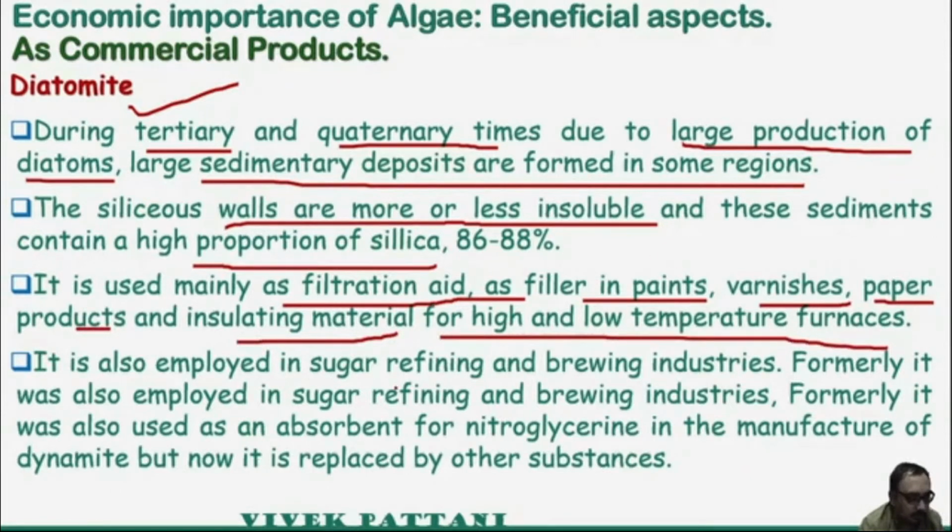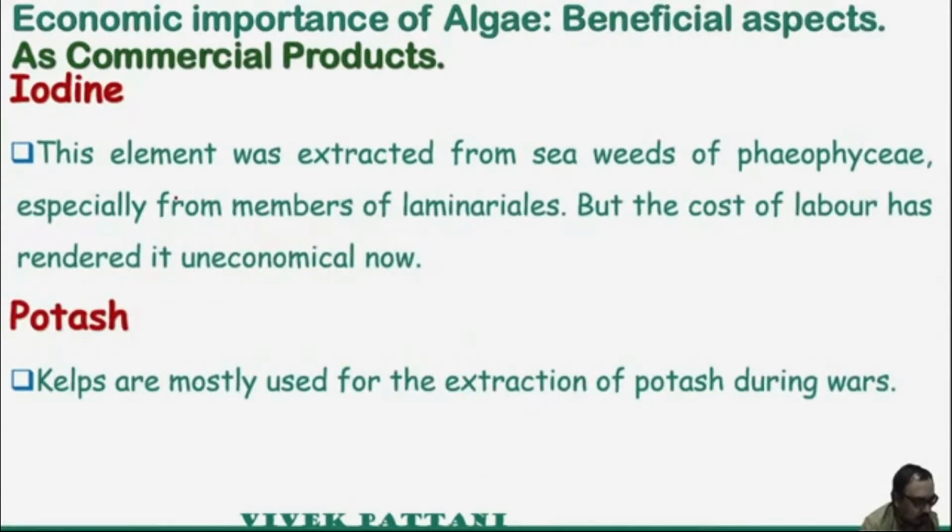It is also employed in the sugar refining and brewing industries, and it was also formerly used as an absorbent for nitroglycerin in the manufacture of dynamite, but now it is replaced by various other substances. Next comes iodine.